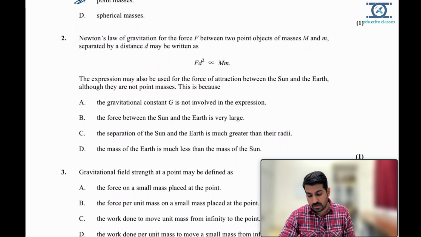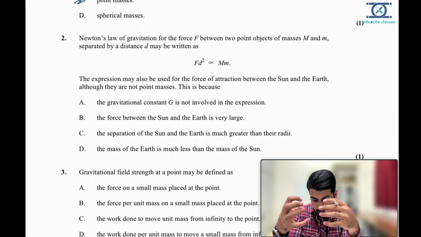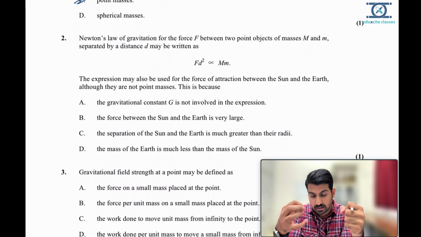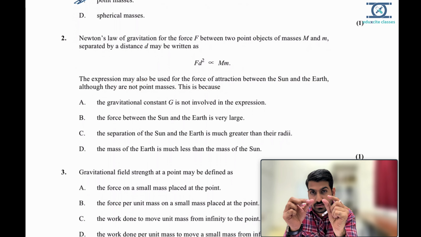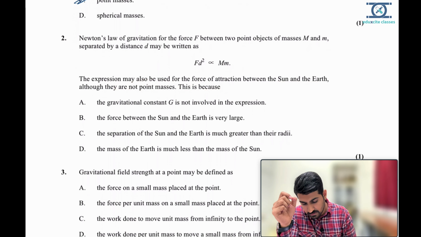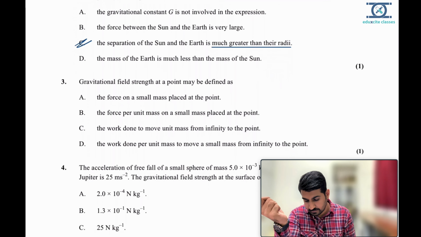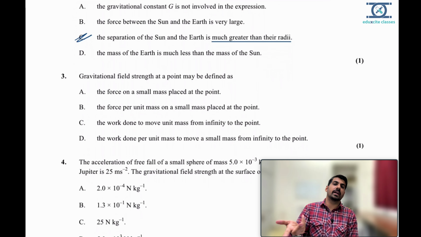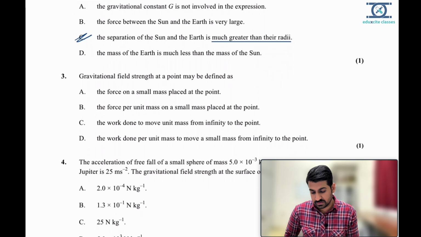This is because when we are considering the distances, the separation between the sun and the earth is very large compared to the size of the planet earth or the sun. So you can say the separation of the earth and the sun is much greater than their radii. So you can neglect those small distances when you are measuring the force between the sun and the earth.